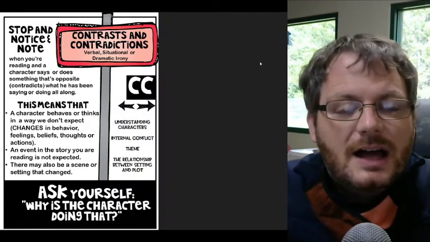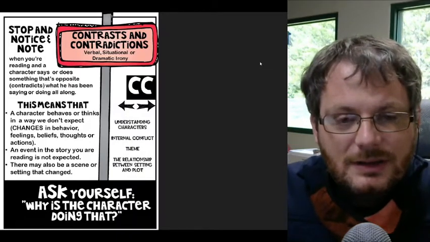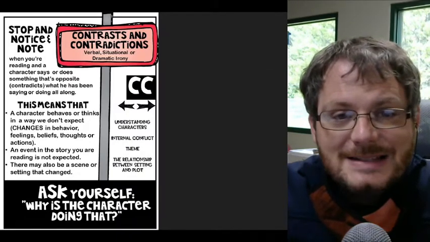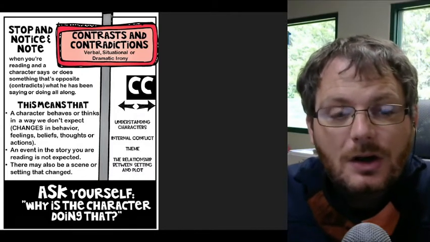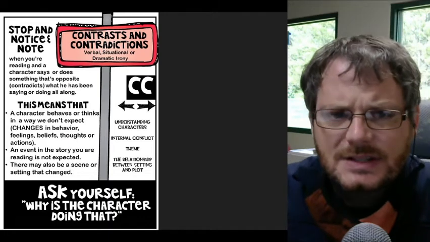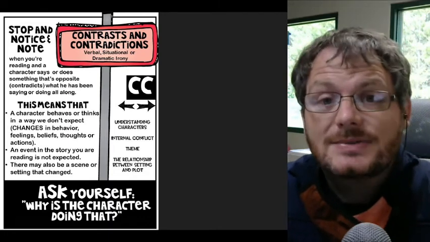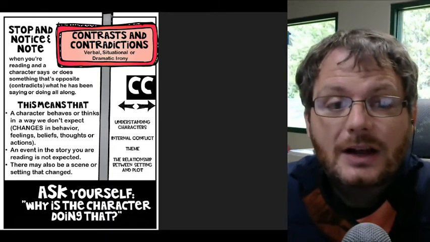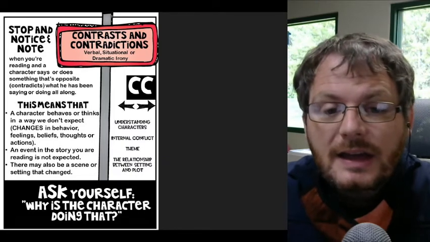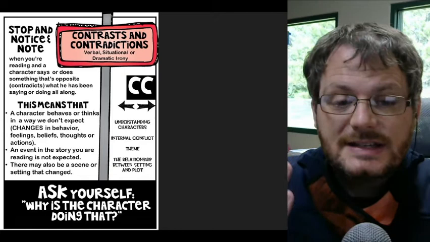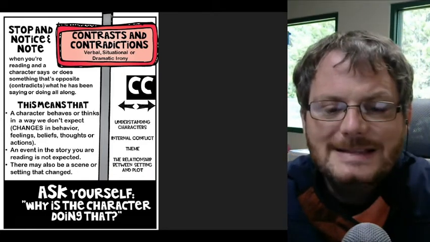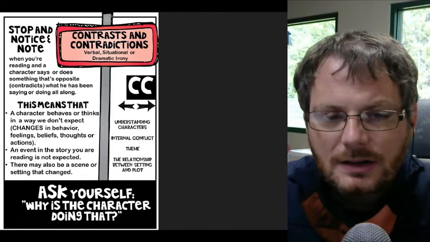First of all, the signpost that we're going to learn first is called a contrast and contradiction signpost. You stop and notice and note when you're reading and a character says or does something that's the opposite, it contradicts what he's been saying or doing all along. And when you see this happening, this contrast or contradiction signpost, you stop and you ask yourself, why is the character doing that?